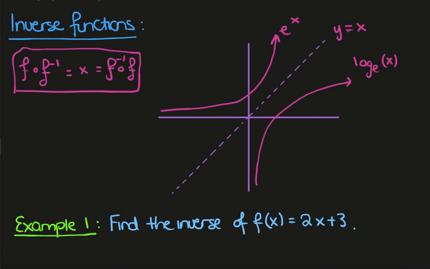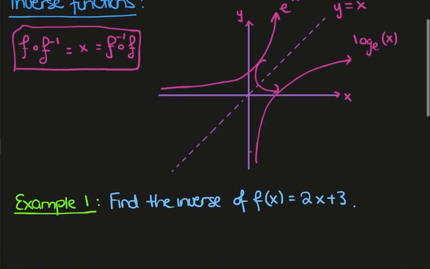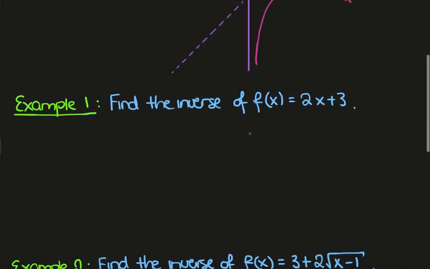What we're going to do is we're going to swap x and y. That's exactly what's going on here, is we're swapping the x-axis with the y-axis, and conversely when we do this rotation. So you can imagine this rotation occurring here. And then we're just going to solve for y. So let's do a concrete example of this.